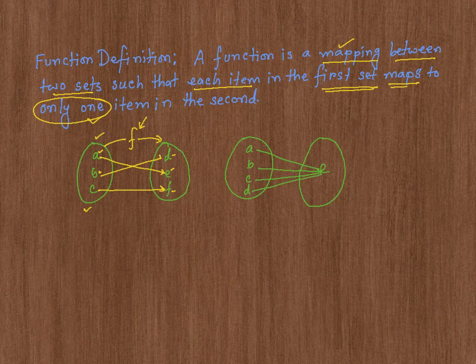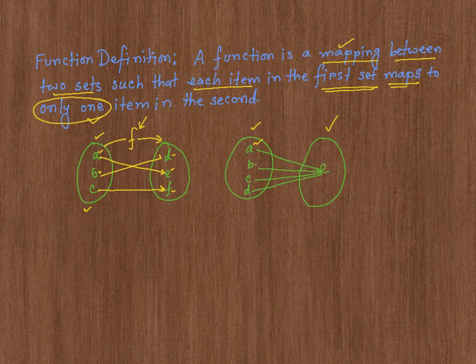Sometimes at the beginning, when students are learning function definitions, they think, oh, maybe this doesn't look like a function. By the way, this is a perfectly valid function. Always you have to ask yourself the question, does it satisfy the condition of the definition, which is each item in the first set has to be mapped to only one item in the second. So let's look at A. Is it getting mapped to only one item in the second? Yes, it is getting mapped to E. How about B? Yes, one item E. C, one item E. D, one item E.